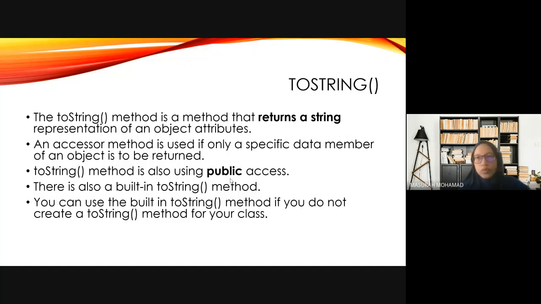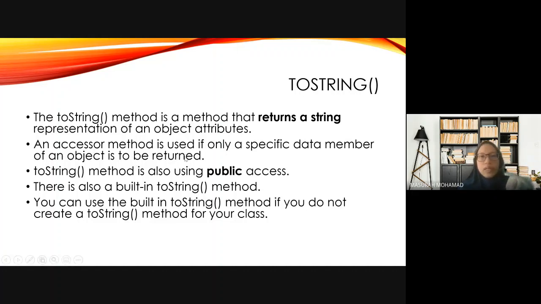We move on to the next one, which is called the toString method. toString is like a print method. We want to print something, we want to print text. What does toString do? It returns a string representation of an object's attributes. Let's say we want to display the output of color and radius just now. So we can use the toString method.